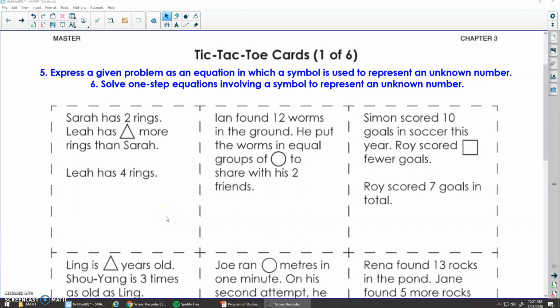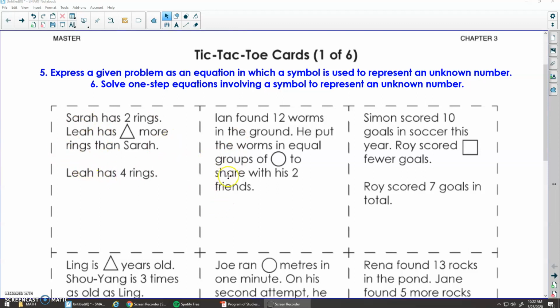The other thing that you have to know in variables and equations is how to express a given problem as an equation in which a symbol is used to represent an unknown number. What that all means is you're going to get a problem and you just have to use a symbol in order to make it an equation. We've already solved one-step equations using a symbol to represent an unknown number. Now we're actually going to write out an equation to represent the word problem.